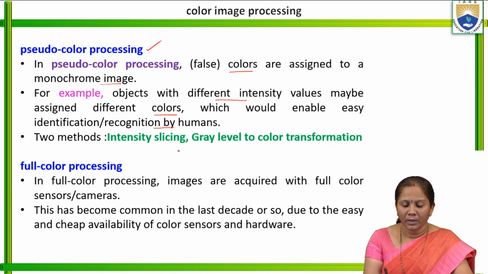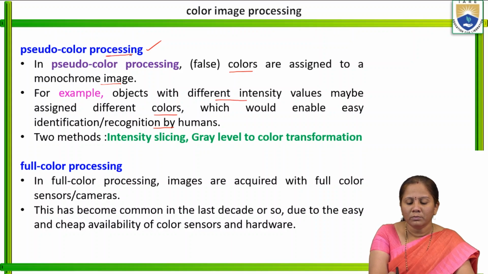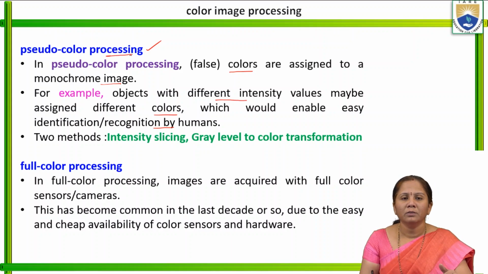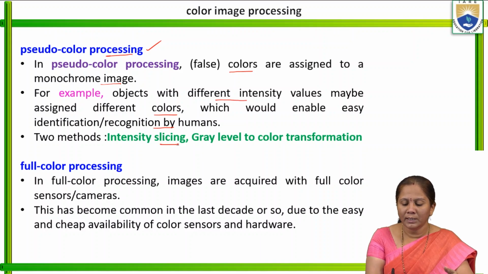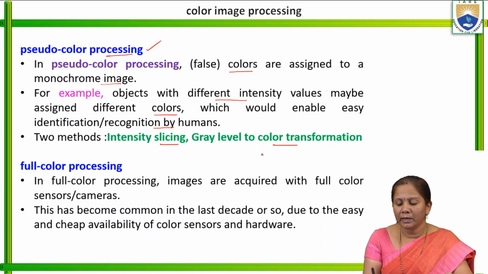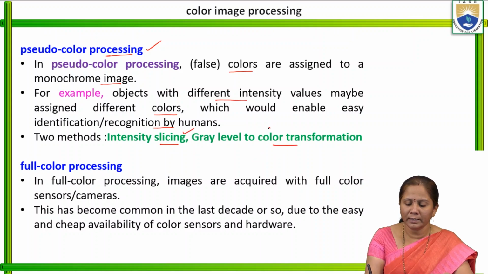applied. Here, pseudo color processing can be done by using two techniques. One is intensity slicing. So using this intensity slicing, pseudo color processing can be done. And another technique is gray level to color transformation. We will discuss in detail about these two techniques.